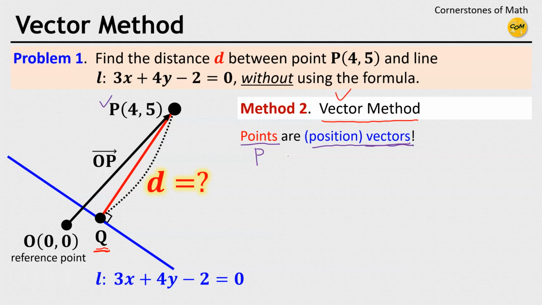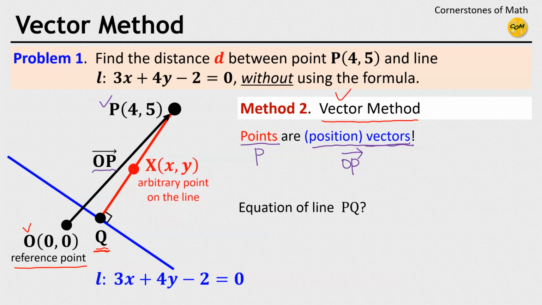We can think of this point P as a position vector OP, where this O is a reference point (0, 0). Alright, then how do we obtain the equation of line PQ using vectors? Well, in order to answer this question, let us think about what we do when we find the equation of a line. First, let us consider this point capital X, which represents the arbitrary point on line PQ. Here, the most generally used variables lowercase x and y indicate its coordinates.